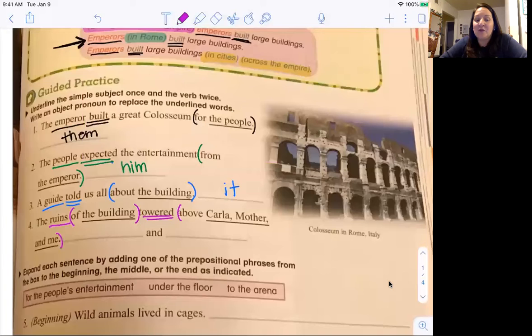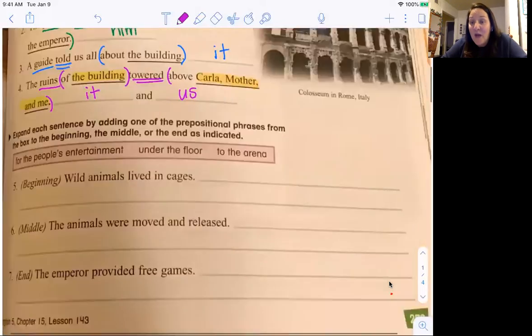So now we have 2 objects of the prepositions that we need to fill in. We have the building and we have Carla, Mother, and me. So the last time the building was it. Would that work this time? You're right, it would. So we're going to say it. And so the ruins of it towered above Carla, Mother, and me. If it includes me, what am I going to use? Us. Good. Above us. You guys are doing so great. If you didn't get that, rewind and go back and it will help you.